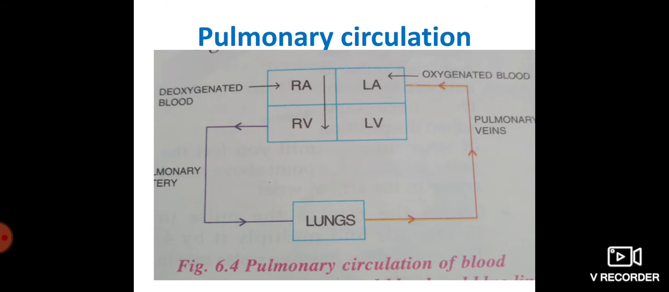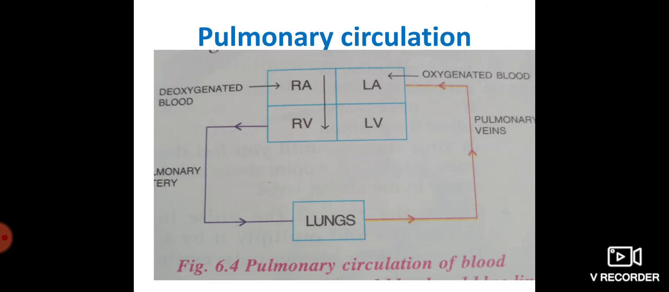Okay. And what about the oxygenated blood from the lungs? So in the lungs, what happens? Oxygenation takes place. That oxygenated blood from the lungs is taken by the pulmonary vein. The pulmonary vein carries the oxygenated blood from the lungs to the left auricle, and from the left auricle it flows into the left ventricle. Okay, clear?